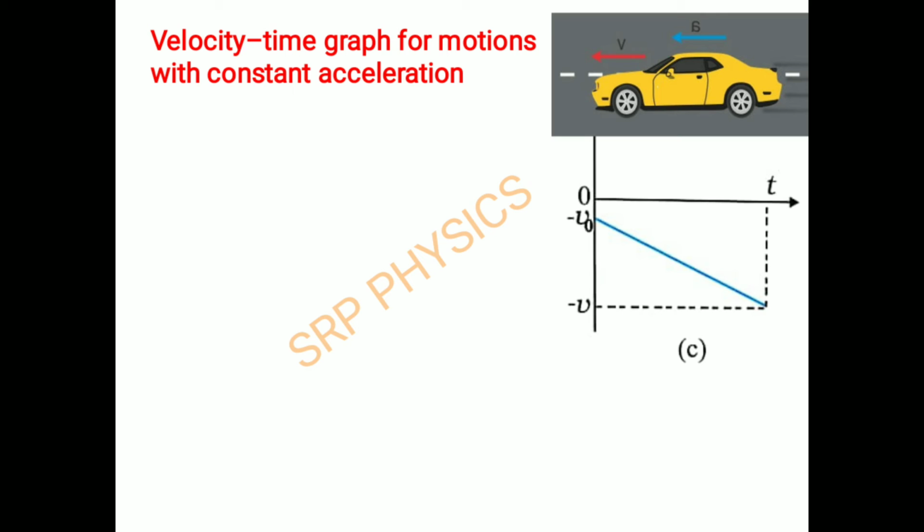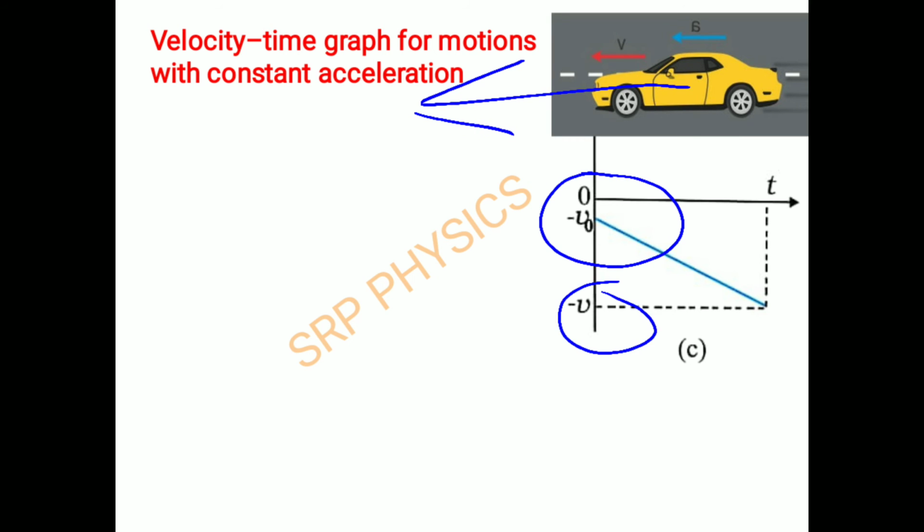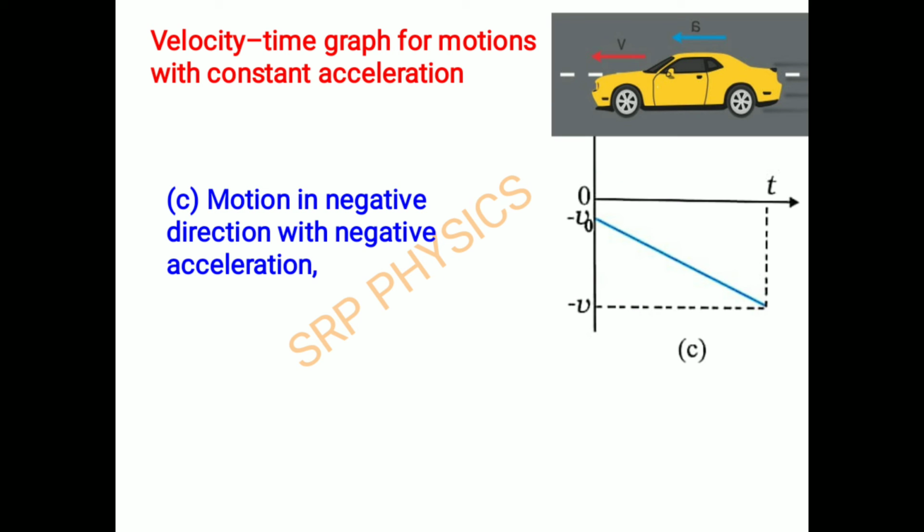Now the third graph. This graph represents the motion of an object in the opposite direction compared to the previous one, that is in negative direction. In this case, the velocity decreases from v0 to v in negative direction in time t. Thus, acceleration becomes negative. Shortly we can say this graph represents motion in negative direction with a negative acceleration.